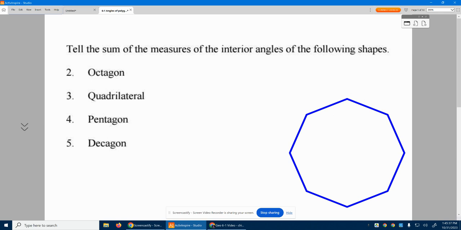Now, an octagon is an 8-sided shape. I've actually drawn one on here for us. So, we want to know what all the angles in here add up to. Well, we probably know the formula, but let's look at where the formula comes from. So, we have this 8-sided shape.